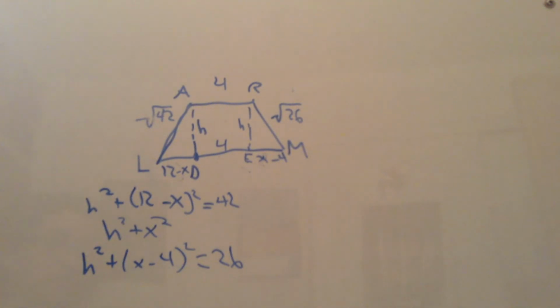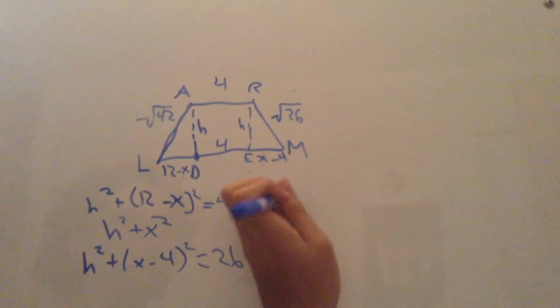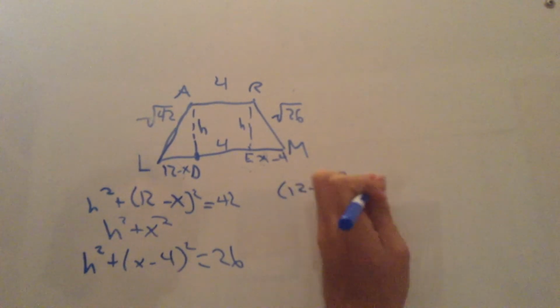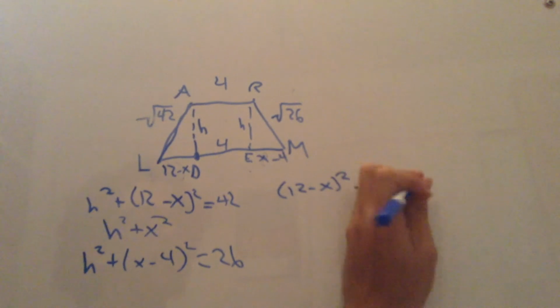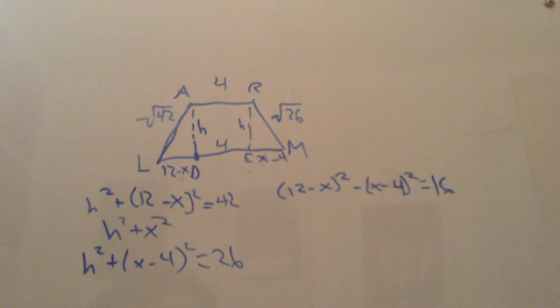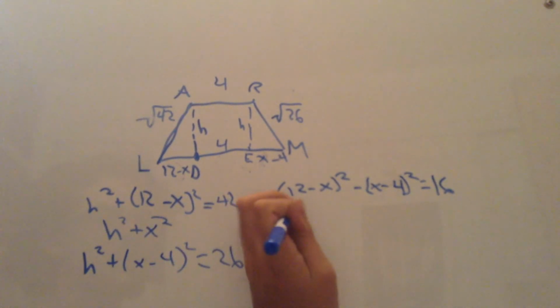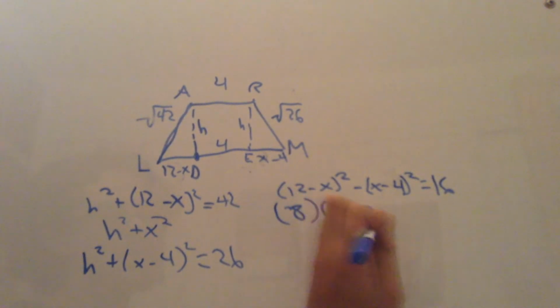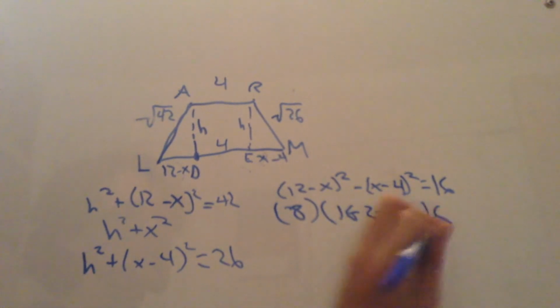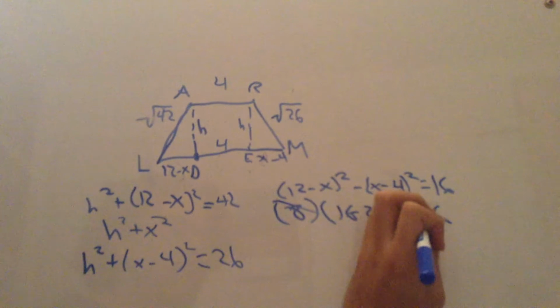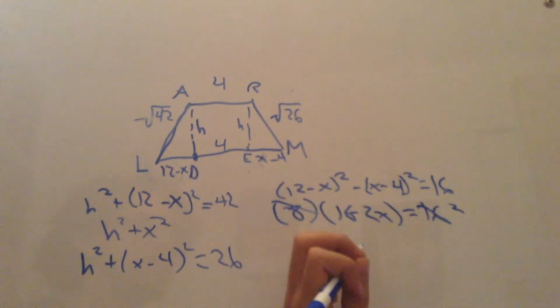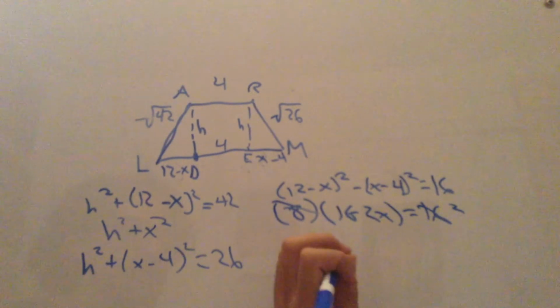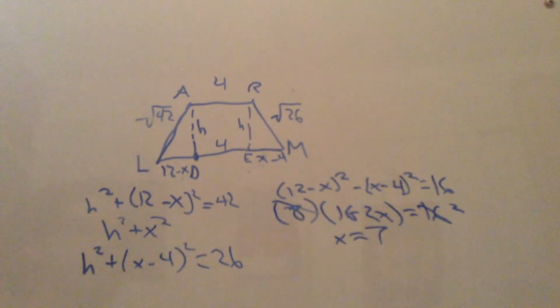So, now we can subtract one from the other. I'm going to subtract this one from this one. We get 12 minus X squared minus X minus 4 squared is equal to 16. And then we can use difference of squares to get, we sum these together, and that is 8. And then that's 8 times, we subtract, 16 minus 2X is equal to 16. Divide by 8, so we get 16 minus 2X is 2. 14 is 2X, and X is equal to 7.